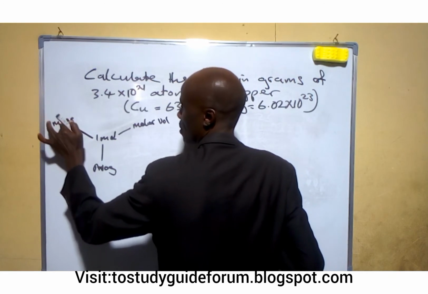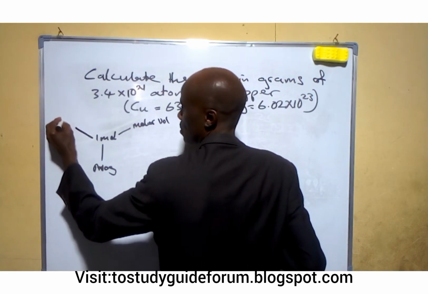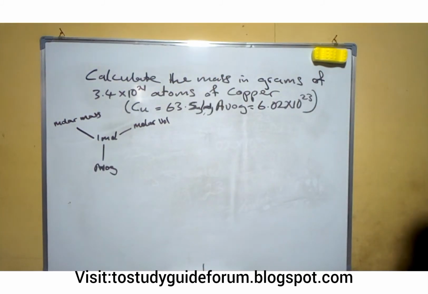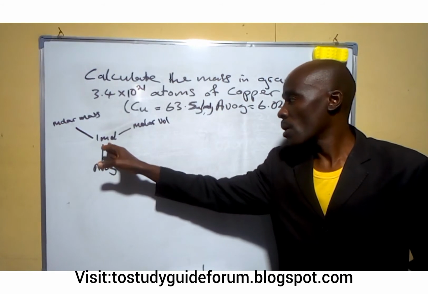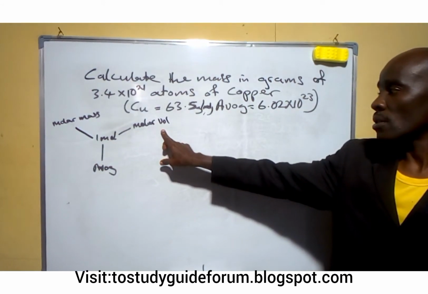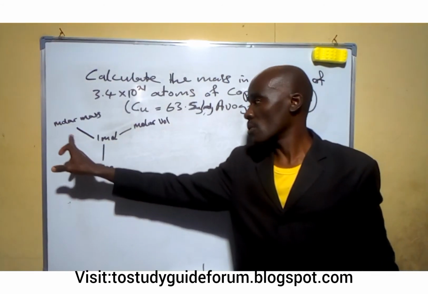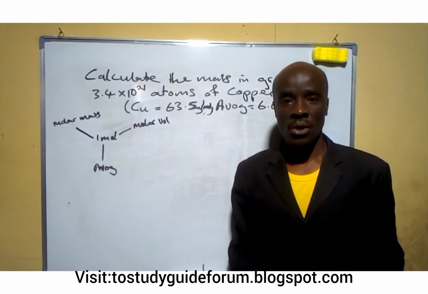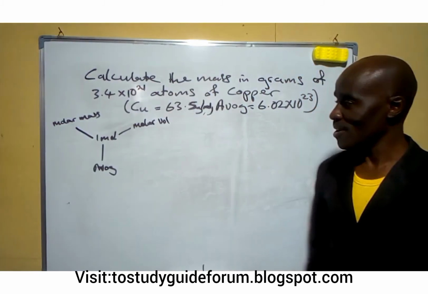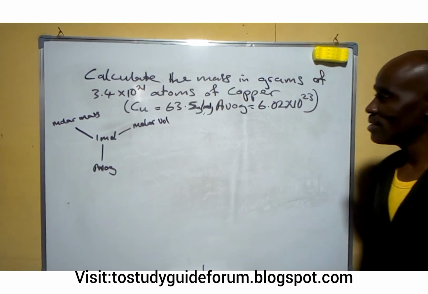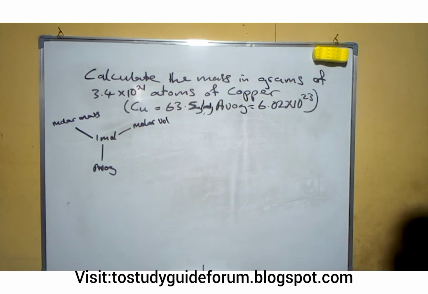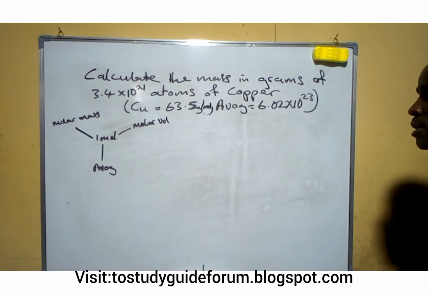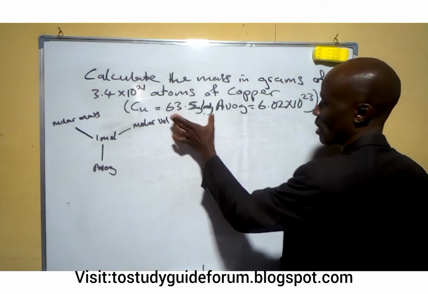Sorry, this one is what? Molar mass. So 1 mole is equal to the molar volume. 1 mole is also equal to the molar mass, and 1 mole is equal to Avogadro's number. Having this in mind, you try to find the relationship that you need for your calculation. In our calculation, since we are looking for the mass, we are given the molar mass.